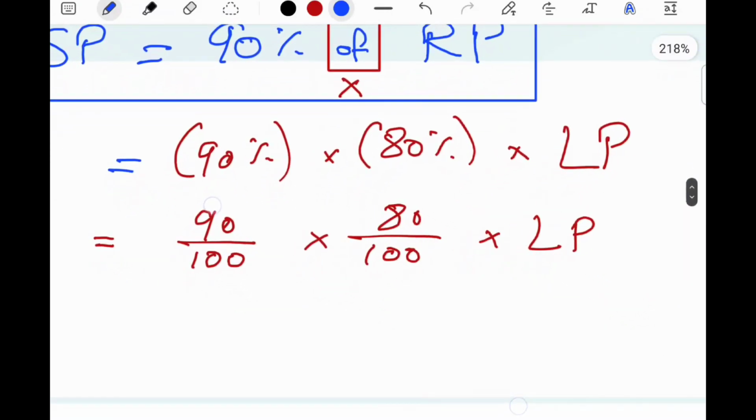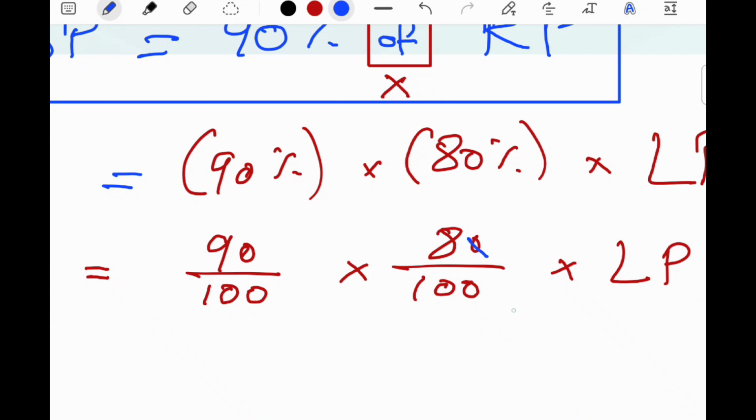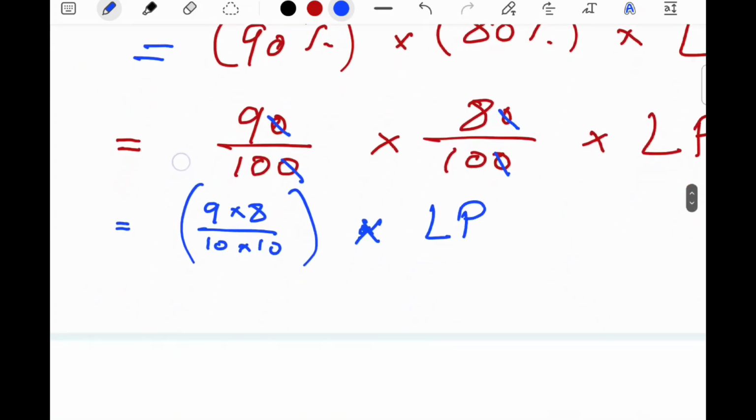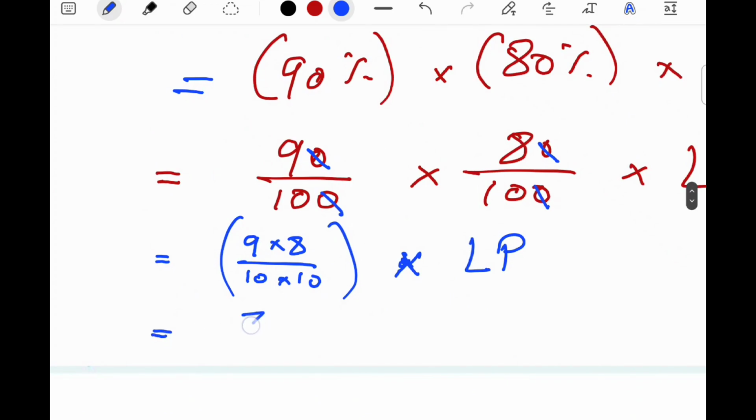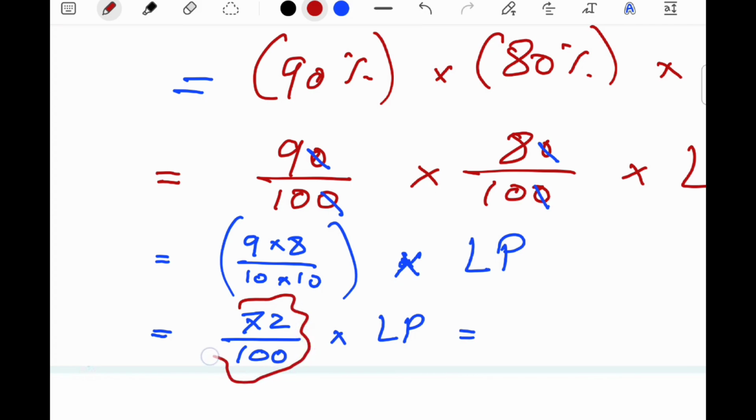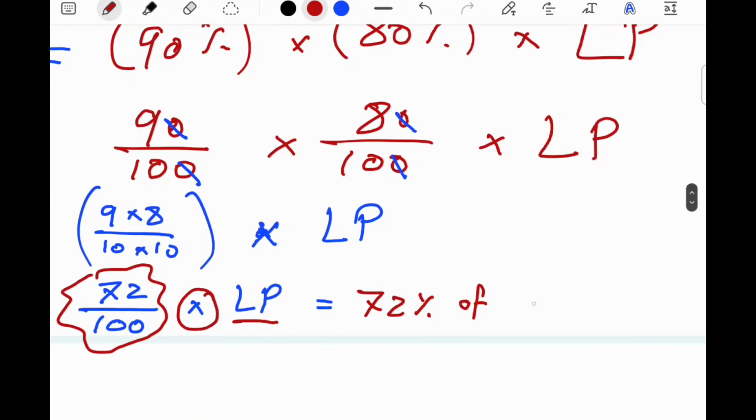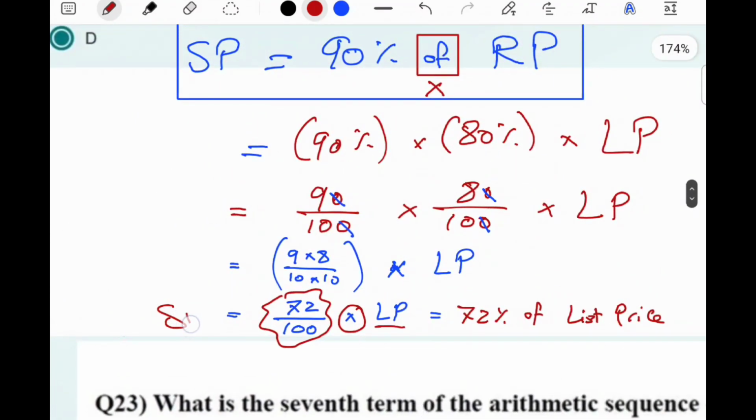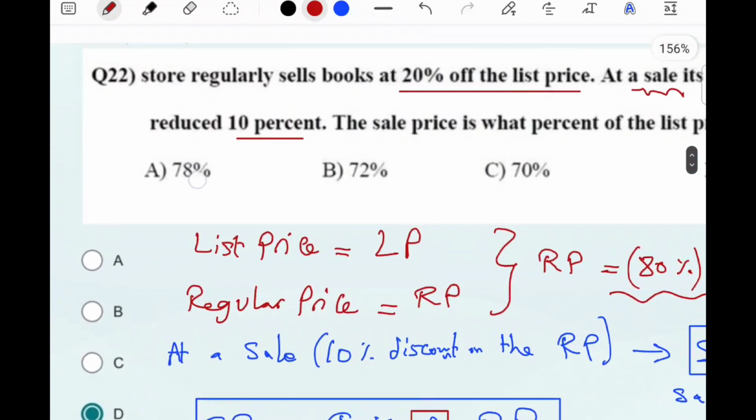So now we can simplify. Let's focus on this equation. It's clear that we can say that 10 goes with 10 and 10 here goes with 10. So we have 9 times 8 divided by 10 times 10 times LP, and this gives us 72 over 100 times the list price. And we know that 72 divided by 100 is just 72%, and multiplication is the word of, and LP is the list price. So the sale price is equal to 72% of the list price. So the answer is B.